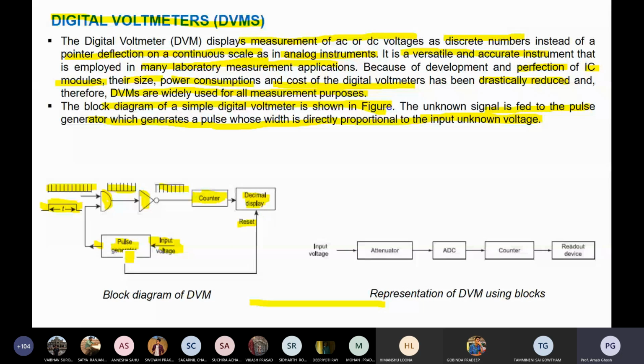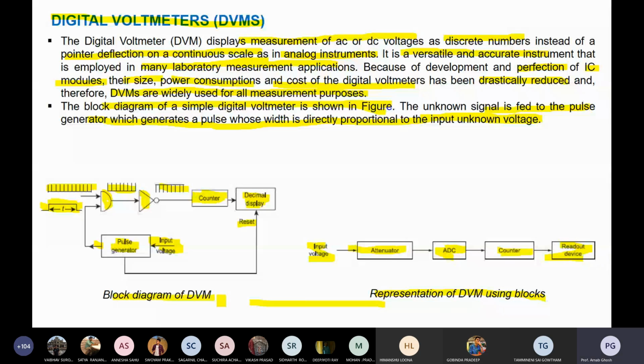Okay, so here you can see the representation of the DVM using a block diagram. You give the input voltage, then attenuators are there, then the ADC, analog to digital conversion, then a counter, and finally the device reads out the value. So you can see the block diagram, that DVM block diagram.